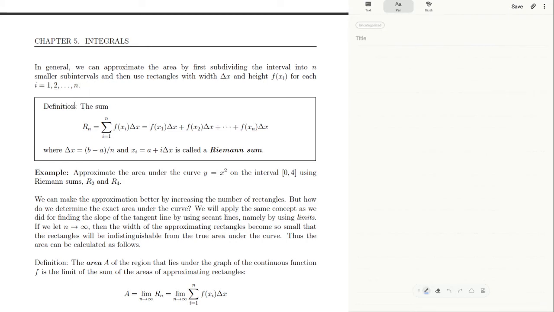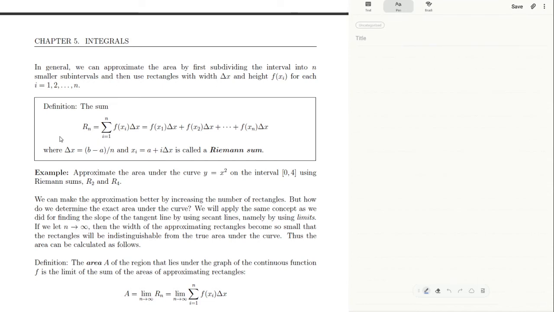Now we give a special name to this approximation. This is called a Riemann sum and is given by this formula. R of n, which is the sum from i equals 1 to n of f of xi times delta x. And the summation notation is just a shorthand for this sum calculation. We take the heights of each rectangle, which are f of x1, f of x2, and so on up to f of xn, and then we multiply it by the width of each rectangle, which are all delta x.